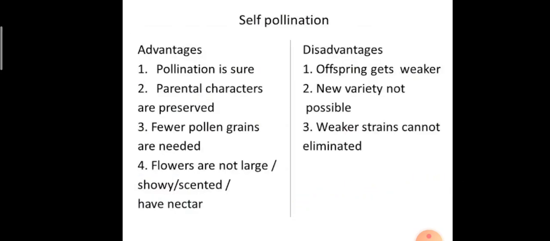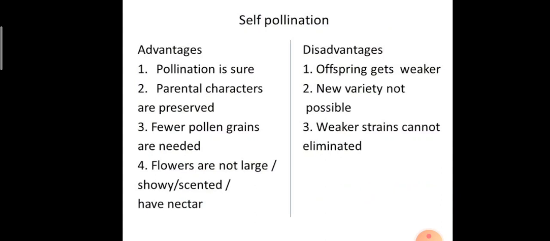So let's check out the main advantages of self and cross pollination. The advantages of self pollination are that the pollination will be sure, parental characters are preserved, and fewer pollen grains are needed. Flowers are not large, showy, scented, or nectar-bearing. Plants need not be showy because they do not require any agents for the process of pollination.